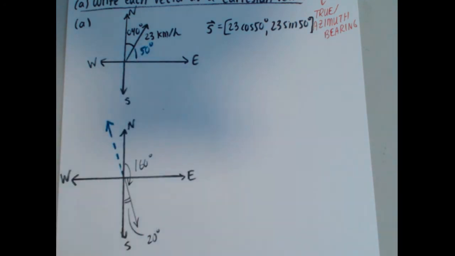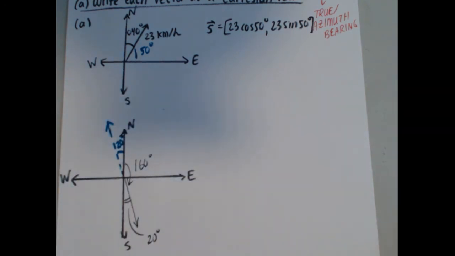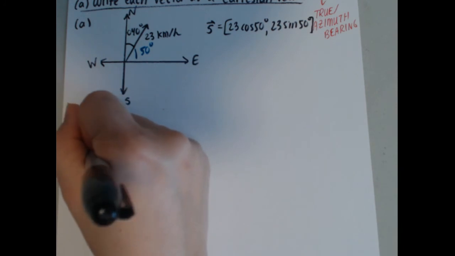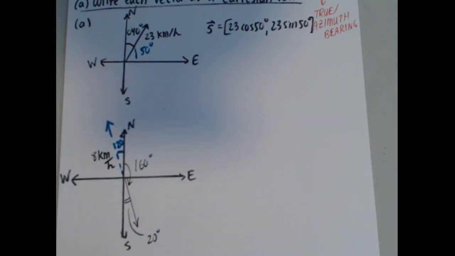Actually, let's just do it like that. Okay, so if it's coming from this direction, it means it's going in the direction of north, 20 degrees west. Now, the magnitude is still 8 kilometers per hour. The fact that it's going in a different direction doesn't change that. It's still a magnitude of 8, except now the direction is 20 degrees west from north.